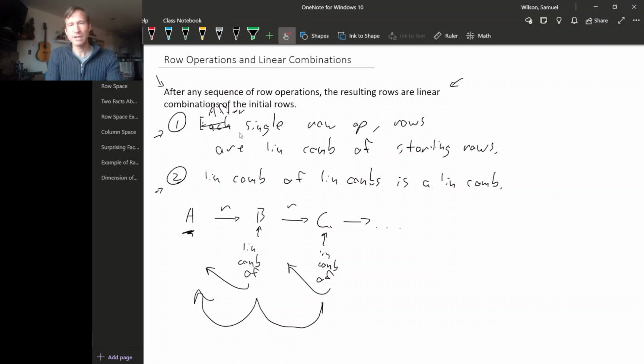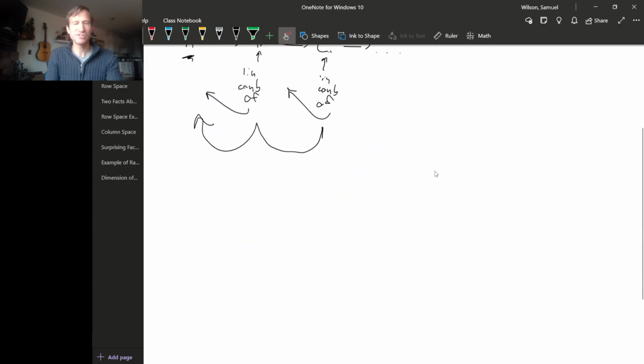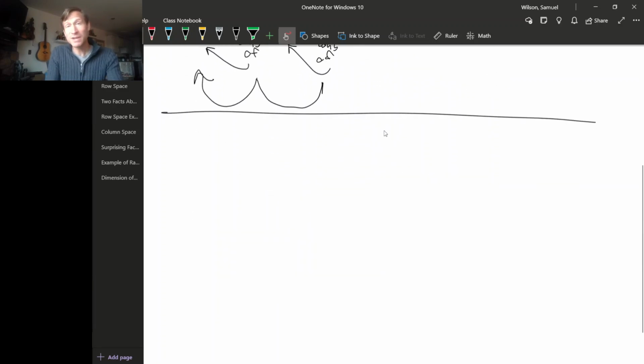So let's show that after a single row operation, the resulting rows are linear combinations of the starting rows. We only have 3 cases to check, because row operations only come in 3 flavors, right? Row interchanges, scaling, and adding a multiple of a row to another row. So to prove our first thing, let's check row interchanges, row switches.